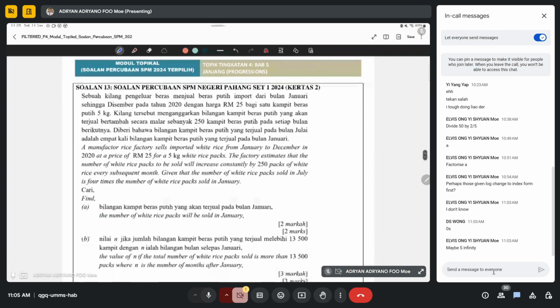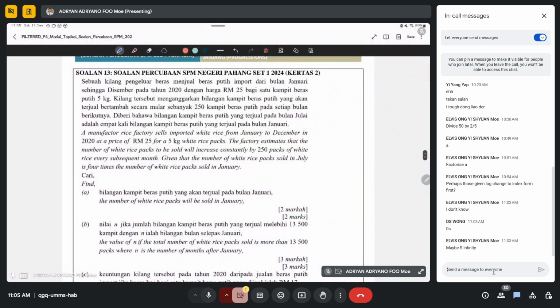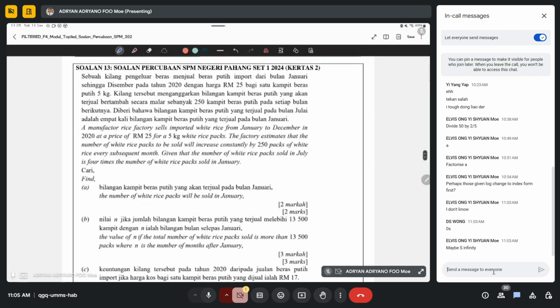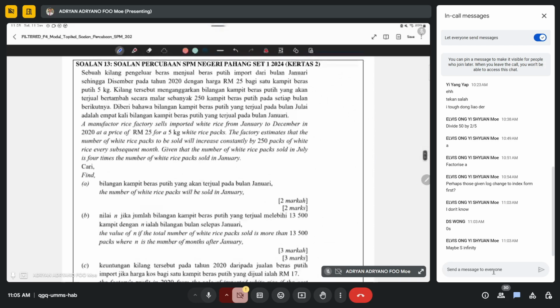Okay? So, a manufacturer rice factory sells imported white rice from January to December at a price of 35 for 5 kg. The factory estimates that the number of white rice packs to be sold will increase constantly by 250 packs every subsequent month. Given that the number of packs sold in July is 4 times the number of white rice packs sold in January. Okay, so the number of white rice packs to be sold in January. So what can you do here? We know it says increase constantly by 250 packs.